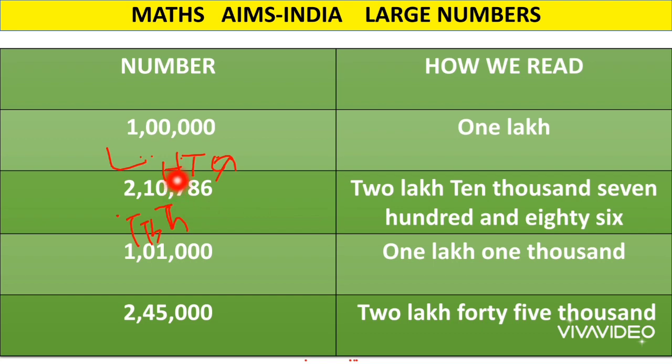And then 7 is in hundreds place. We read it as 700. 8 is in tens place. We read it as 80. 6 in ones place. We read it as 6. So it is 2,10,786. Again, we've put the first comma after 3 digits, the second comma after 2 digits. Clear, children?